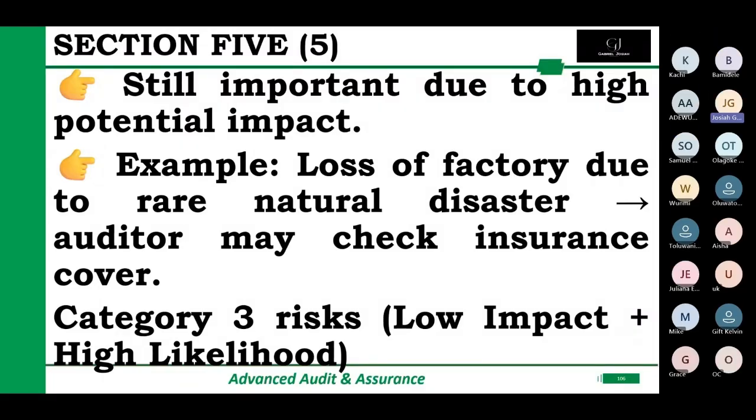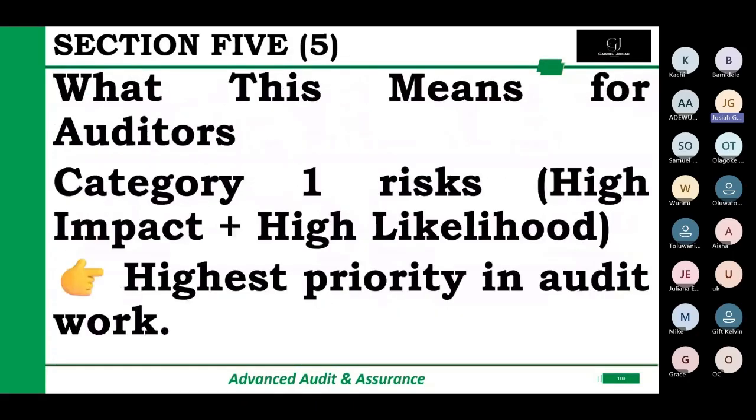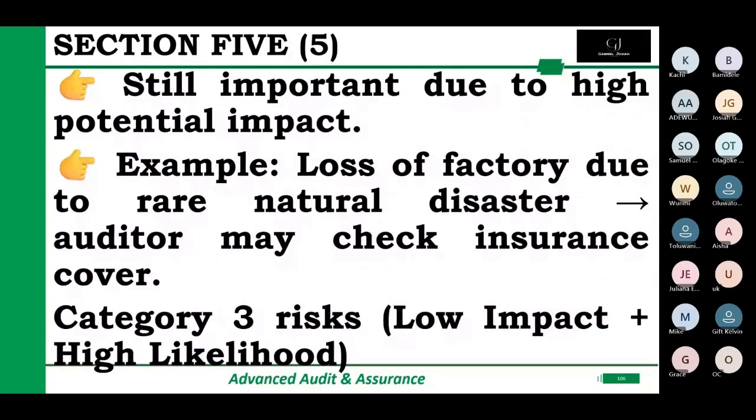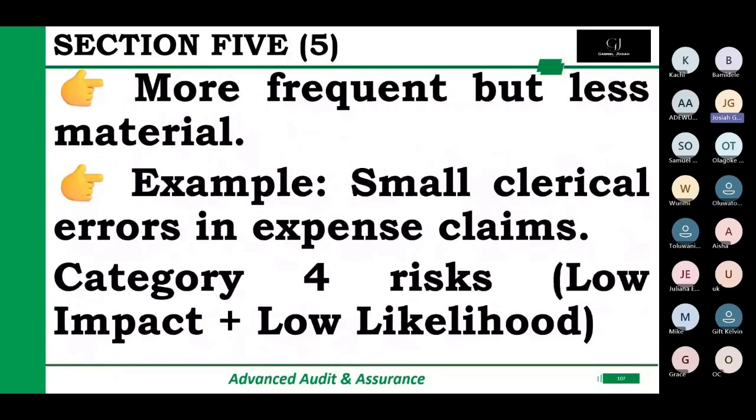Then category 3 risk talks about a low impact but high likelihood, and you see that as yellow. It's a more frequent but less material risk. So for example, small clerical errors in expense postings and expense claims could culminate in low risk, and that would require little attention. And that's based on the risk-based approach to attending to risks.